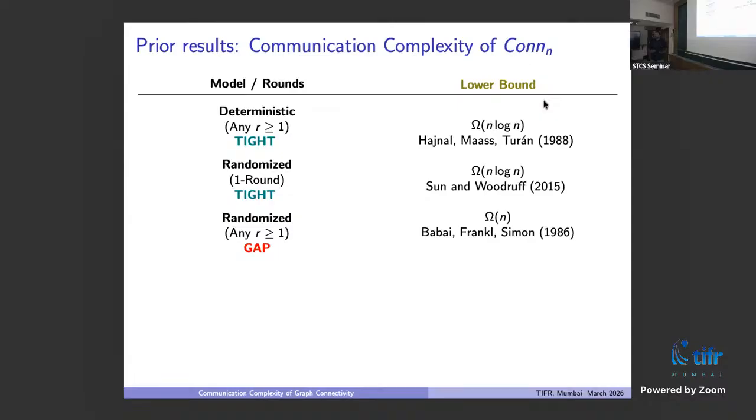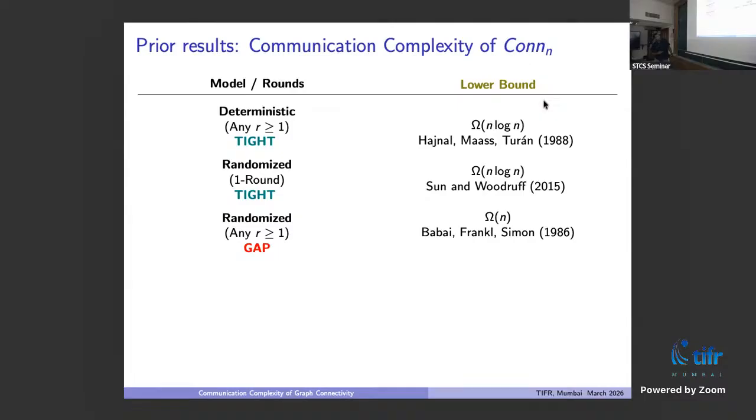But what happens if you allow randomized protocols? For one-round randomized protocols, Sun and Woodruff showed a reduction from a variant of the index problem, that any one-round protocol, even if allowed to err with some probability, will take n log n bits. It wants to compute the correct answer with constant probability.